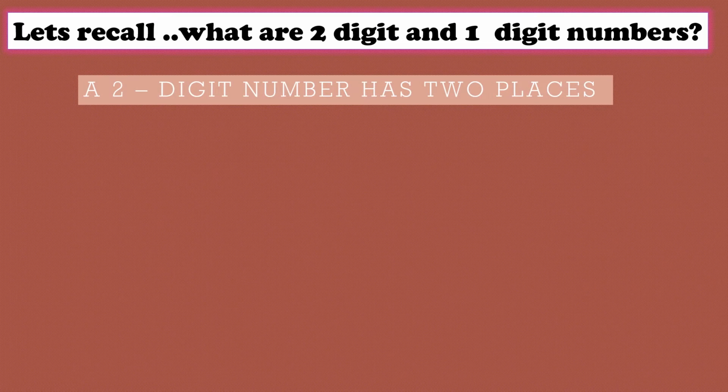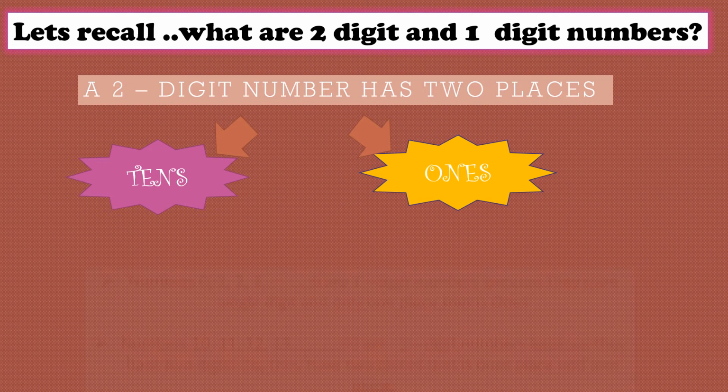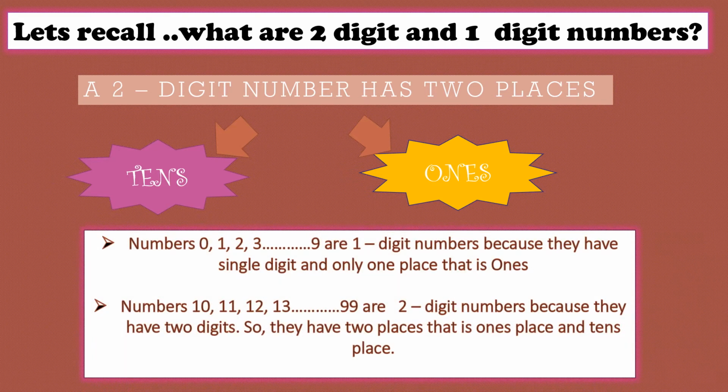A two-digit number has two places, a tens place and the ones place. Numbers 0 to 9 are one-digit numbers because they have a single digit and only one place, that is ones. Numbers 10 to 99 are two-digit numbers because they have two digits, so they have two places, that is the ones place and the tens place.